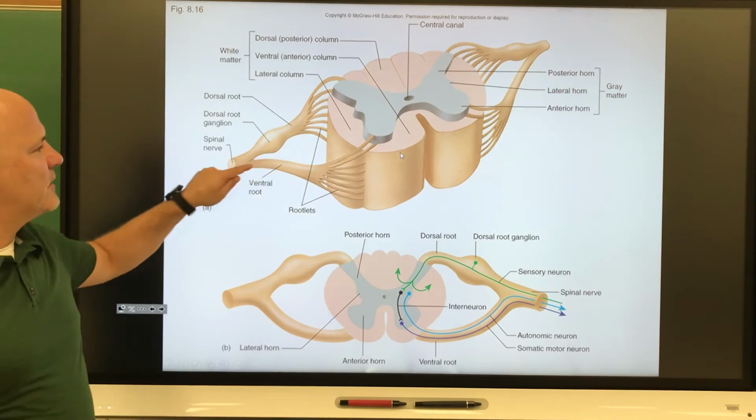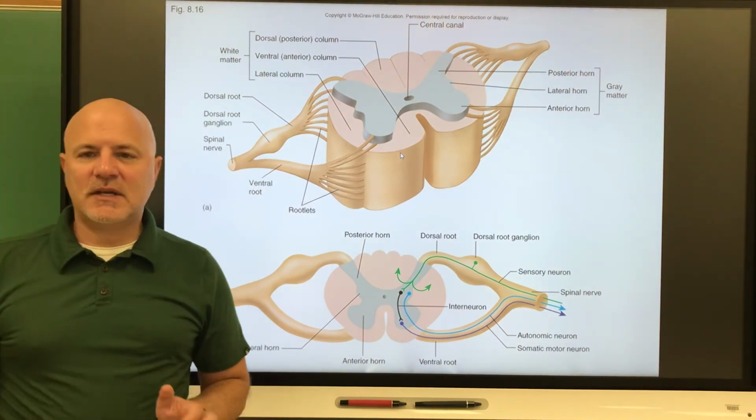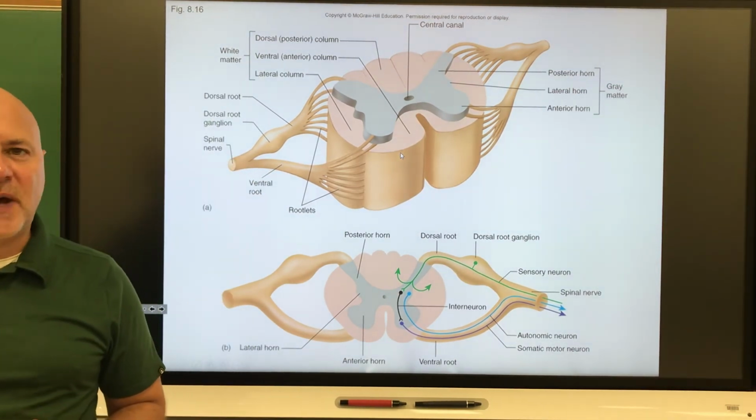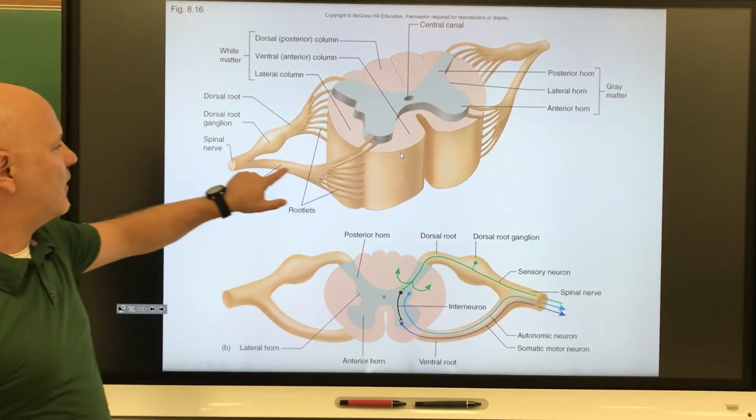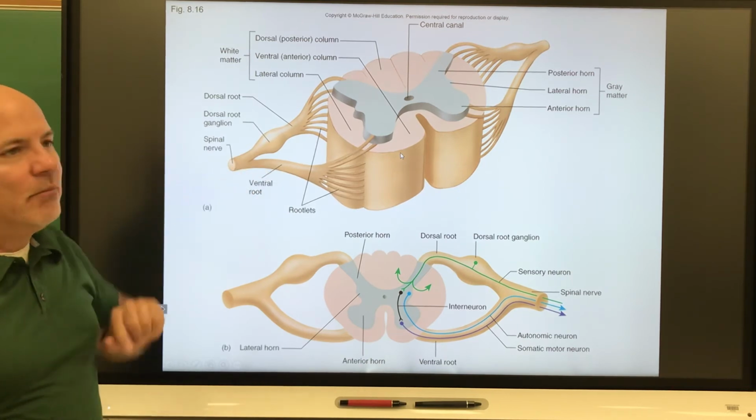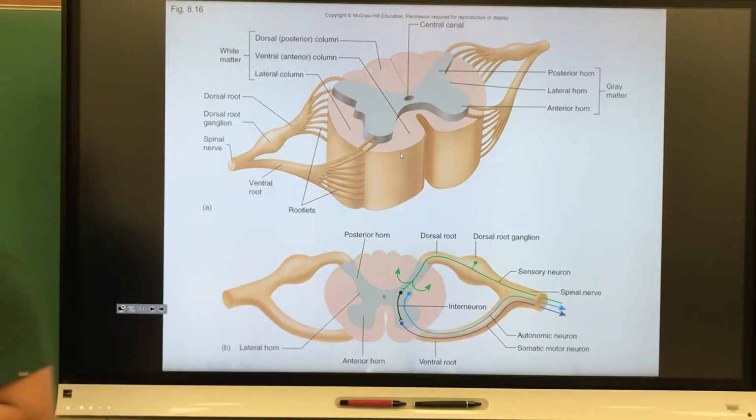Next is the ventral root. There's the ventral root right there. So this conducts impulses from the spinal cord to the peripheral nervous system. So we're going out from the spinal cord, out to the body. So motor impulses are going that way.